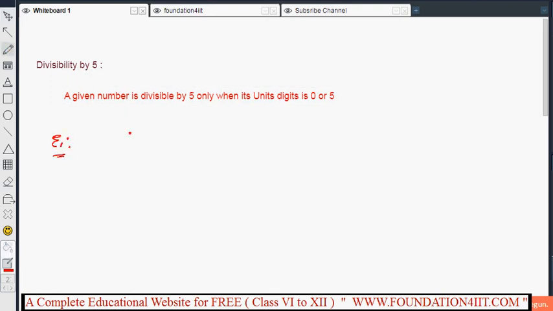Any example I am taking, for example 1105. So 5 is in the units place. 1260, so 0 is in the units place. So these are both divisible by 5. If I take 1254, now 4 is in the units place, so this is not divisible by 5. Only when the units digit is either 0 or 5.